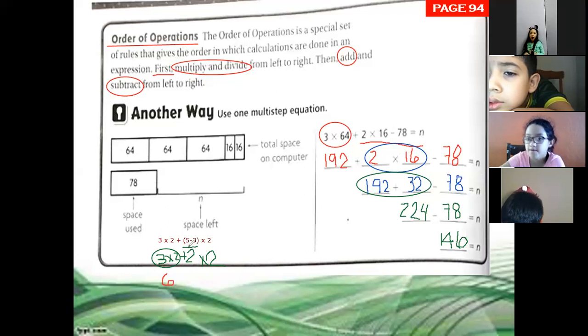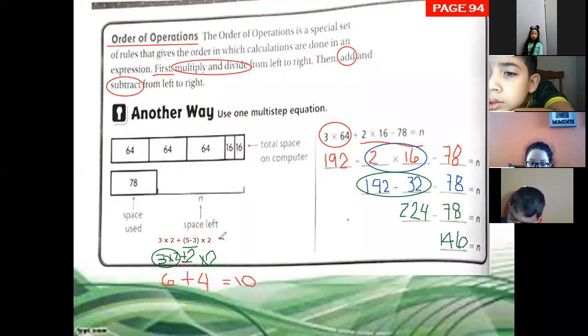I have 2 times 2. Esto es 4. Y el símbolo que va aquí es este, porque esa multiplicación ya la hice. Entonces, 6 plus 4, 10. So, esto es igual a 10.